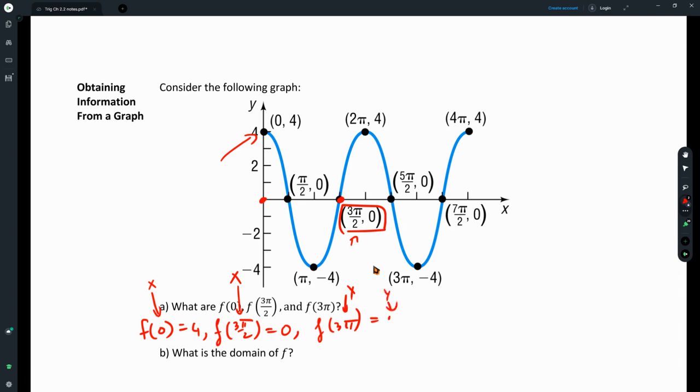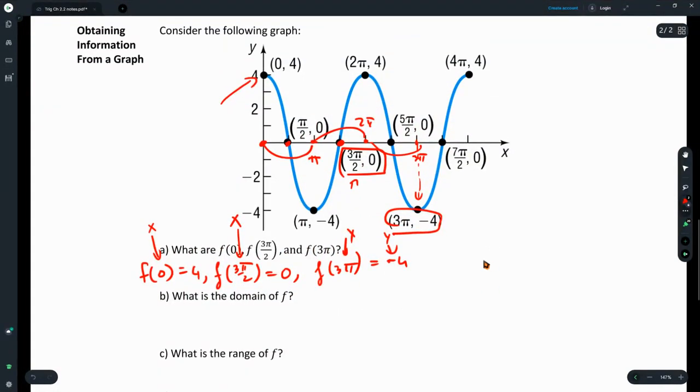3 pi is, so if you go, let's see, this is pi over 2, right? This is pi over 2, this is pi, 2 pi. Let's see, this is pi, 2 pi, 3 pi. So 3 pi is right here. Oh, it's even labeled for you. Okay, so you get -4.